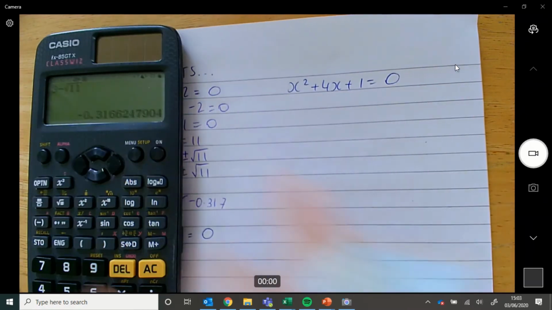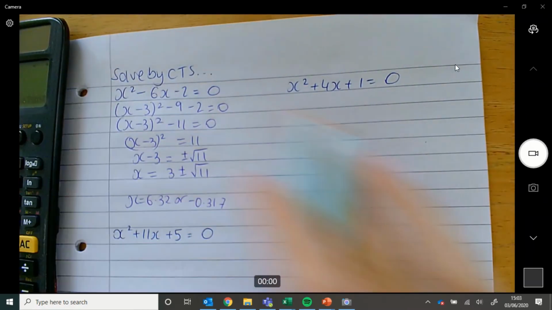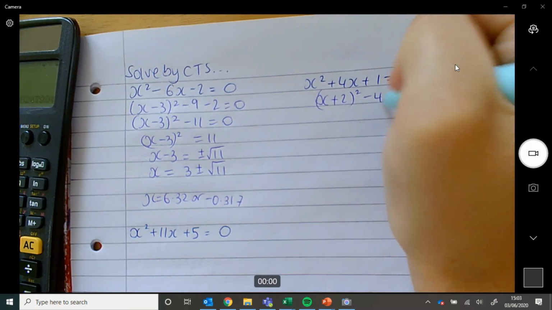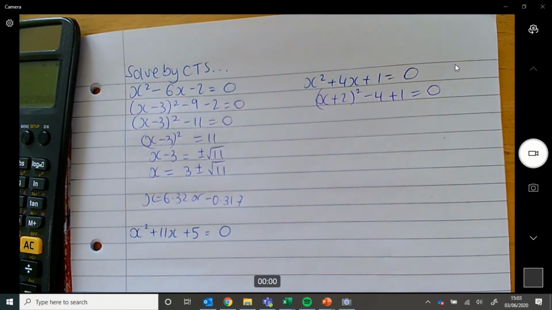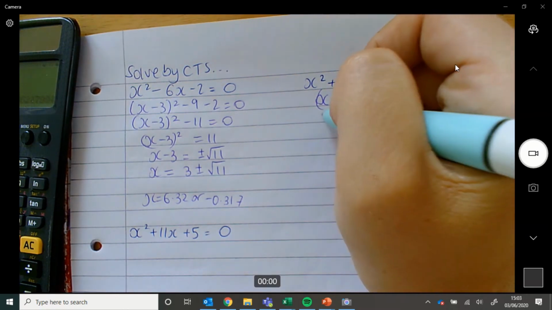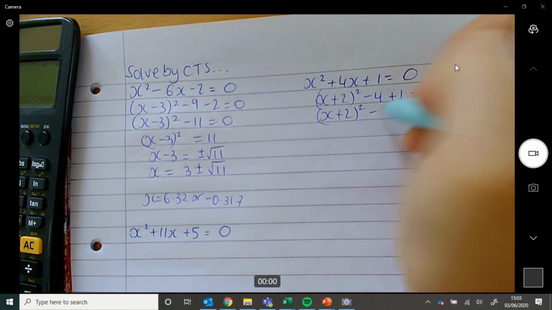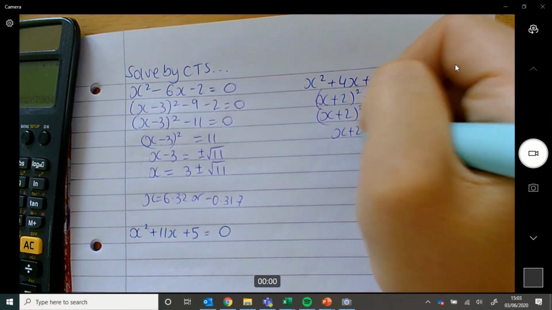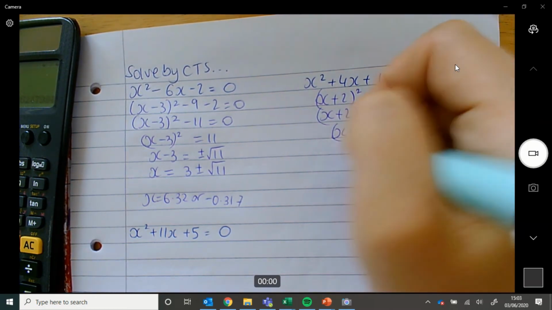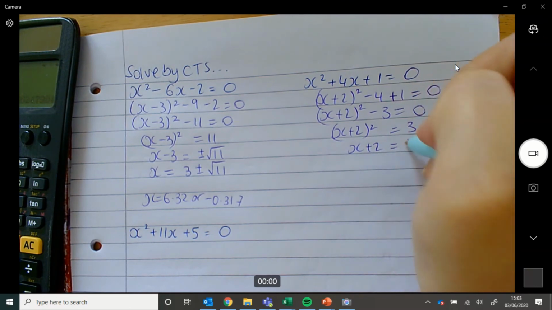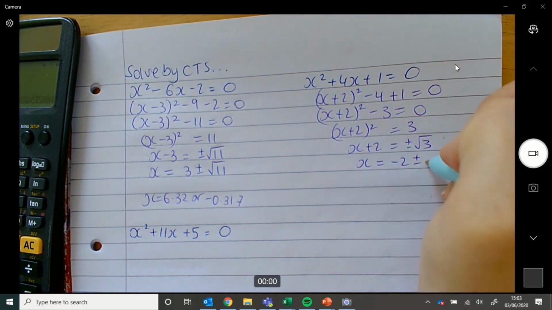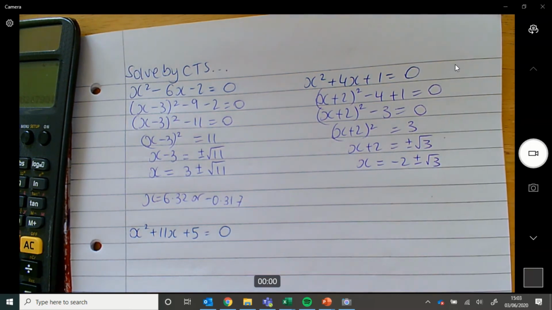I'll do the second example now. Again, I'm going to complete the square first of all, as we did in the previous video. Simplify it. Then I'm going to add 3 onto both sides. Then I'm going to square root, remembering that there's a positive and negative version of both. Then I'm going to take away the 2. Okay, then I'm going to type them into my calculator.